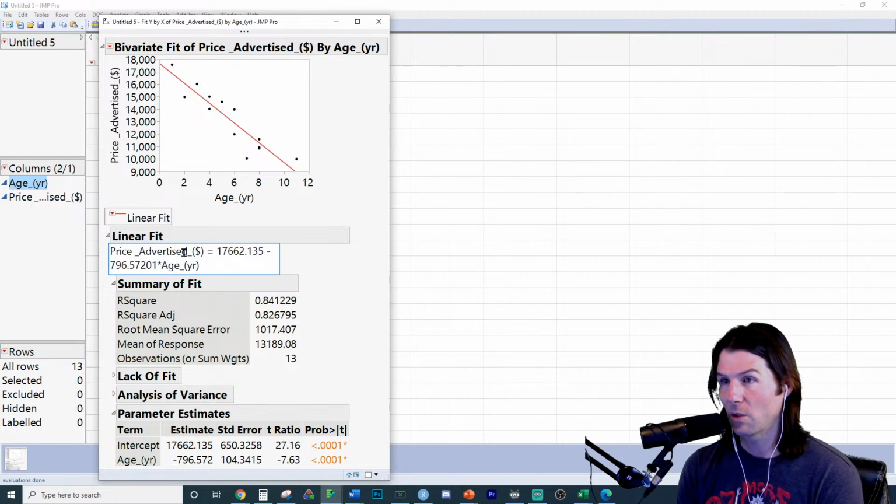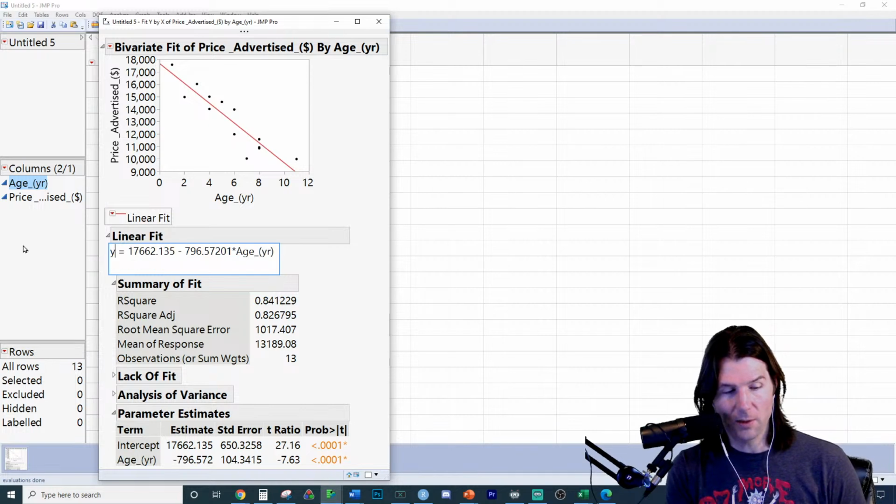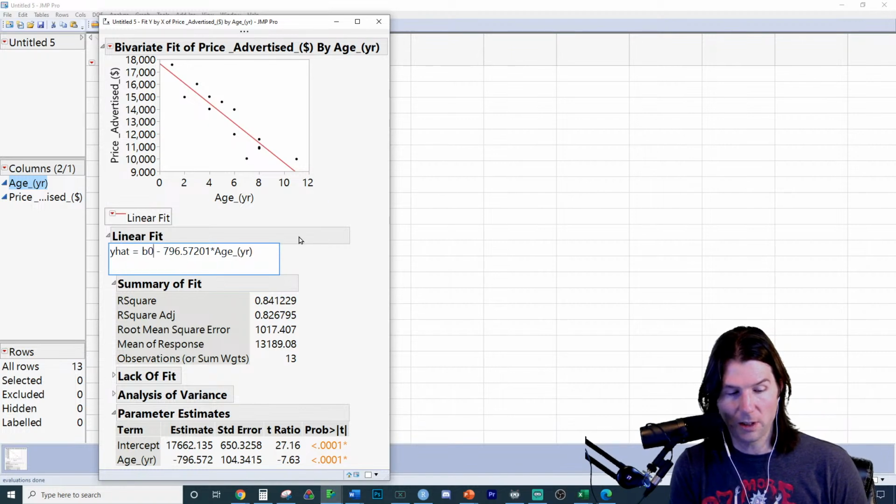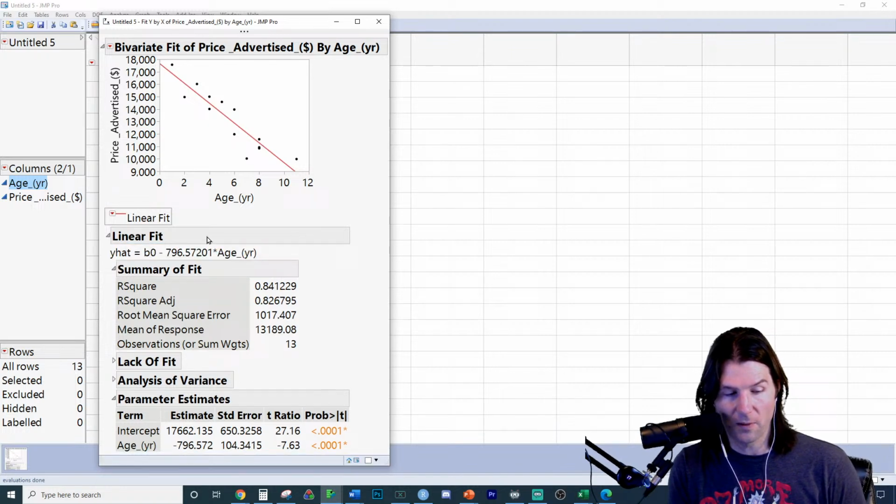When we get this regression equation, I want to point something out. This right here is the y hat. It's the predicted value of y. This right here is b0 in the regression equation. It's the same value you see down on the bottom here for the intercept. This value right here is b1. b1 is going to be the value of the slope, which is right here. And this is the name of the x variable, which is age in years. So just so you see, this is the equation right here.